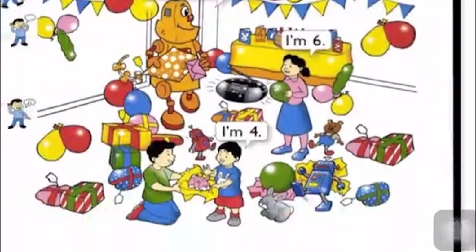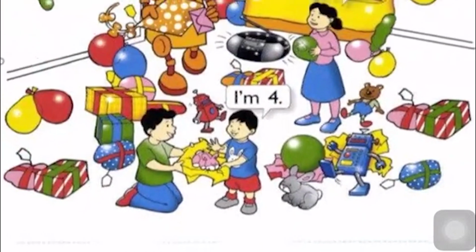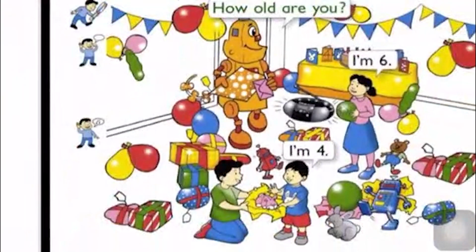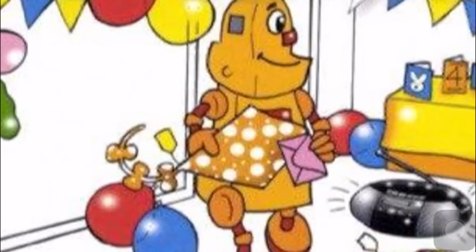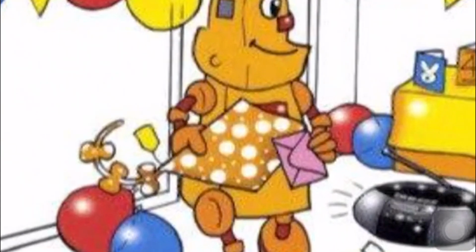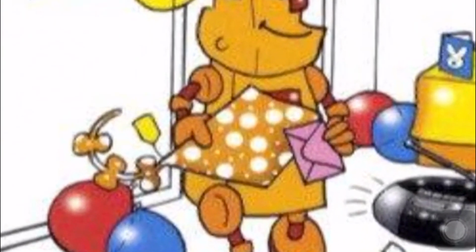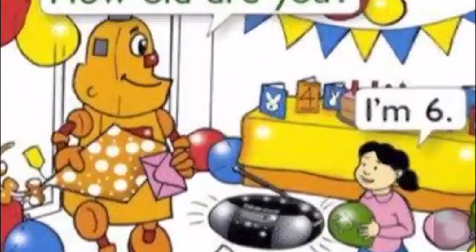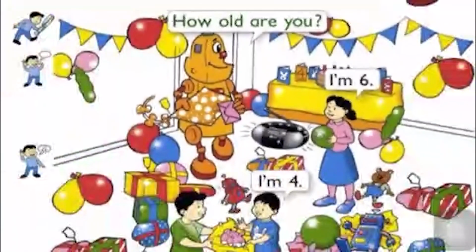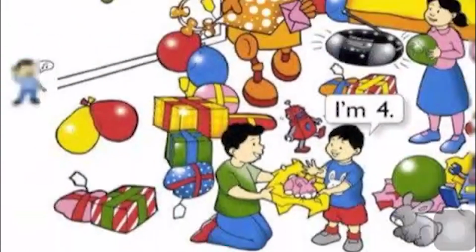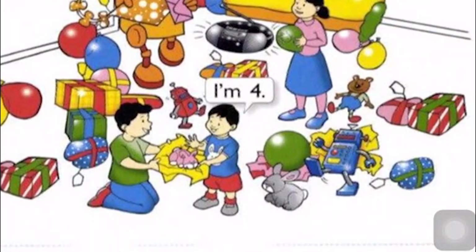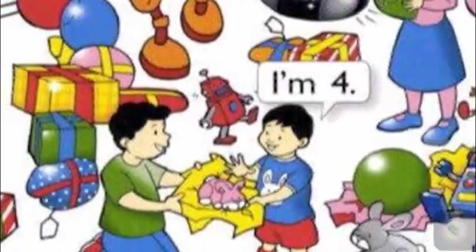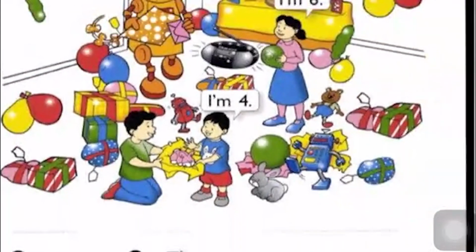Balloons, cool. Rabbit, I can see a rabbit, cool. Radio, and here is Ruby. Ruby is holding what? Kite, cool. I can see cards. Presents, cool. Robots, okay.